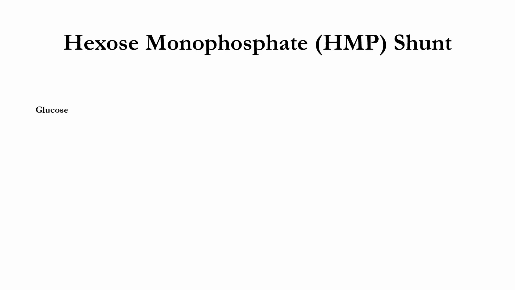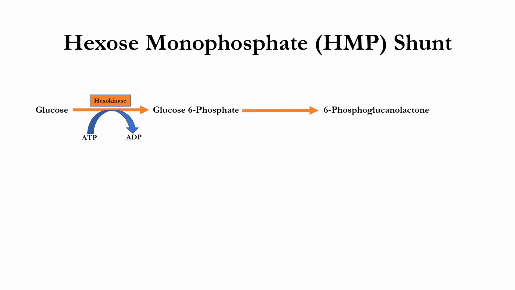Now the last is the hexose monophosphate shunt. Some of the reactions are common in these pathways. Like glucose is first of all converted into glucose 6-phosphate by the same first step of the glycolytic pathway, that is by hexokinase. ATP is hydrolyzed into ADP, and hexokinase catalyzes this reaction. The next step is basically an oxidation reaction, in which glucose 6-phosphate is converted into 6-phosphogluconolactone, and the reaction is catalyzed by glucose 6-phosphate dehydrogenase, and NADPH is formed here.